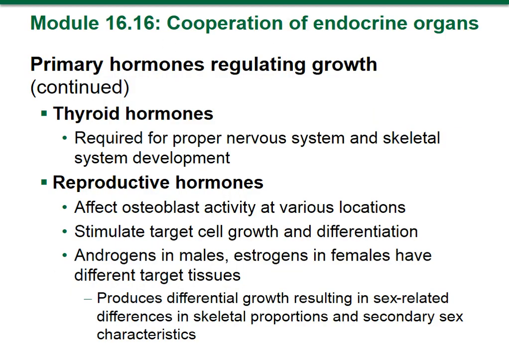Thyroid hormones are required for proper nervous system and skeletal system development. And your reproductive hormones do lots of things. They affect your osteoblast activity to build bone. They stimulate target cell growth and differentiation. In males, you have androgens. In females, estrogens have different types of effects. They produce differential growth that results in sex-related differences, proportional differences, secondary sex characteristics.